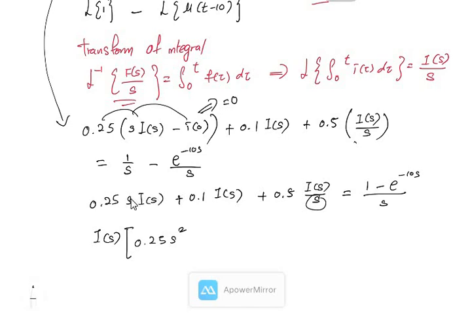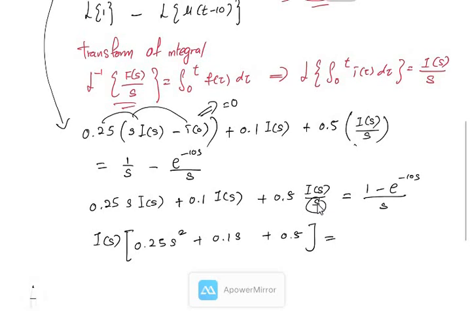So I multiply with the s. This one also the same. This one I multiply with the s, so I can cancel out the s here. So plus 0.1 s plus 0.5. This is equivalent to 1 minus e^(-10s). So this s also cancels out.